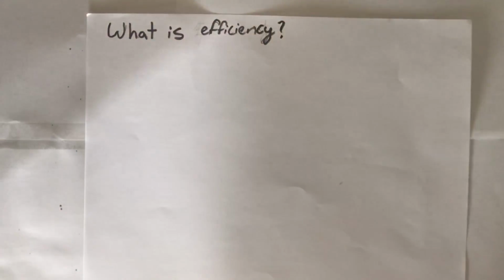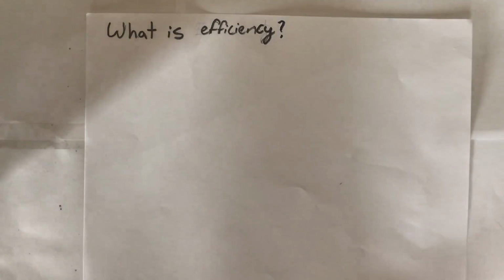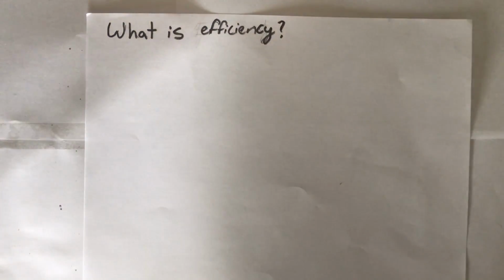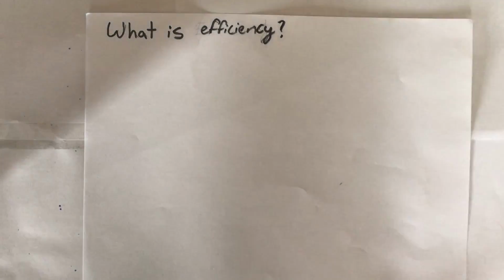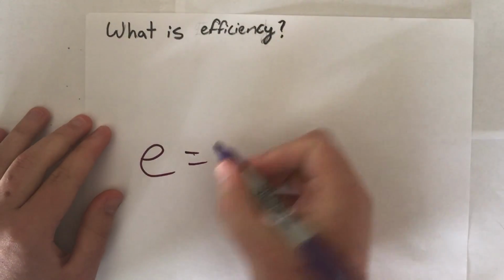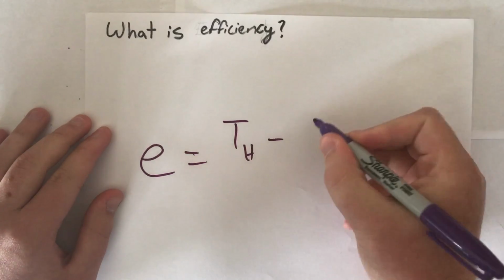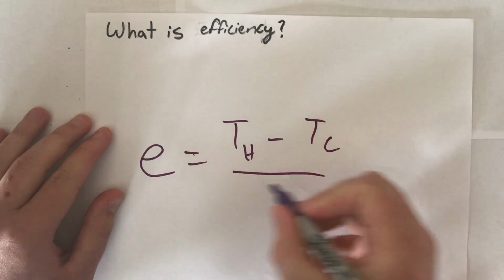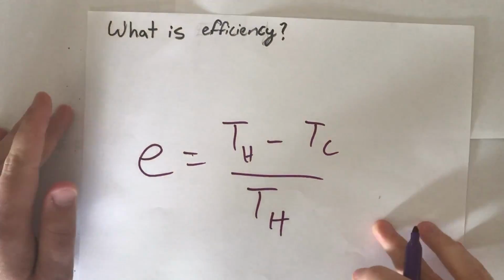So what is efficiency? Well, efficiency is how well an engine converts heat or thermal energy into mechanical energy to do work. And the formula we're going to be using is E equals temperature hot minus temperature cold all over temperature hot.